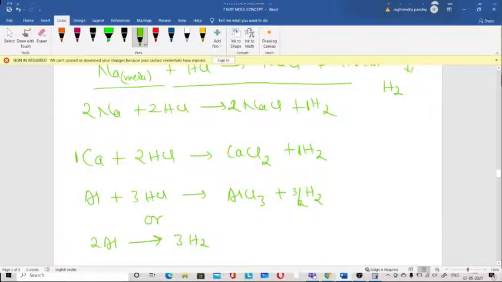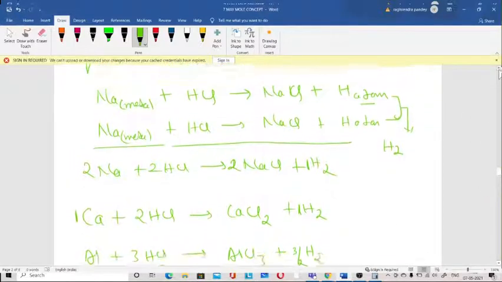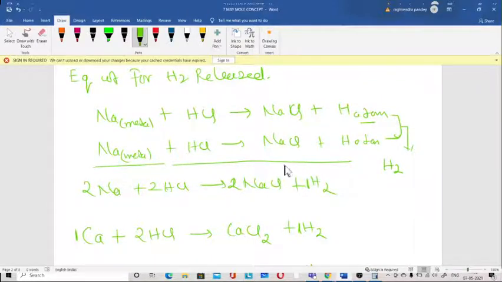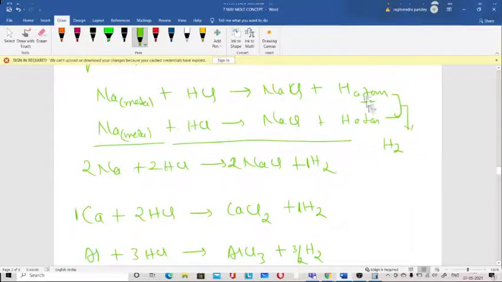So what I was saying is that if you see sodium, one sodium is producing one hydrogen atom, and one hydrogen atom is only half of H2. So half of the H2 is produced. We need two sodium atoms to produce one H2.